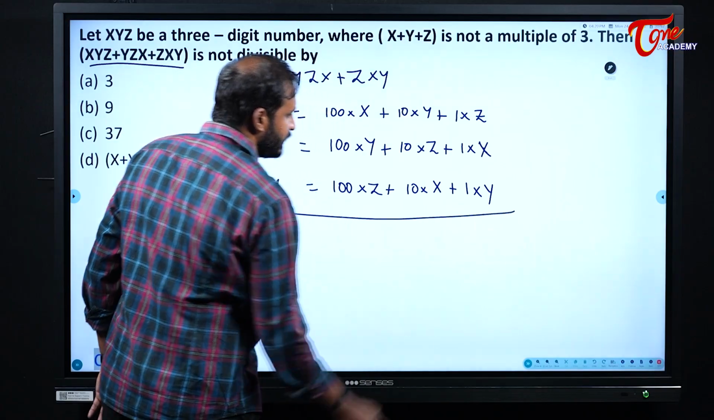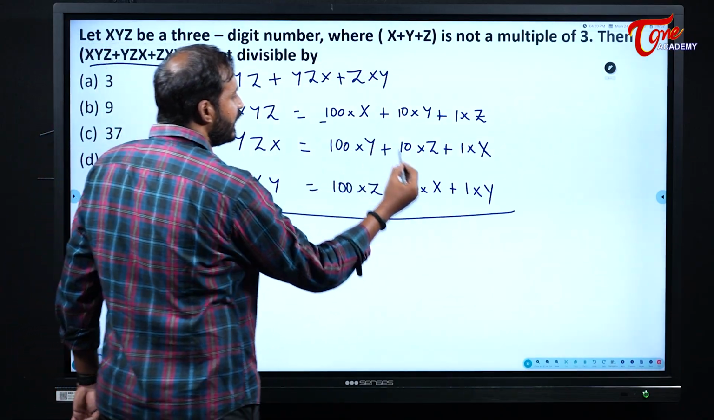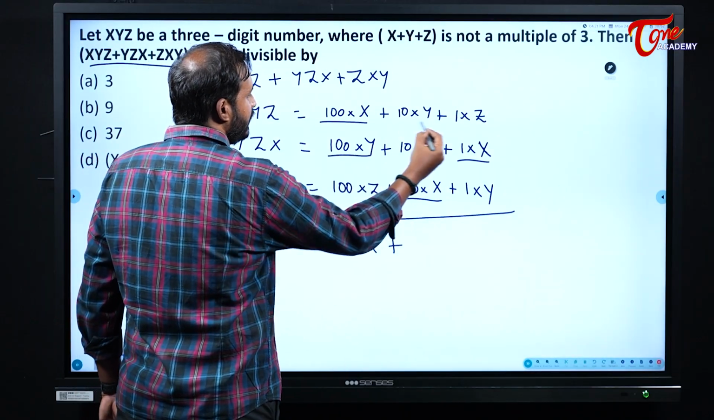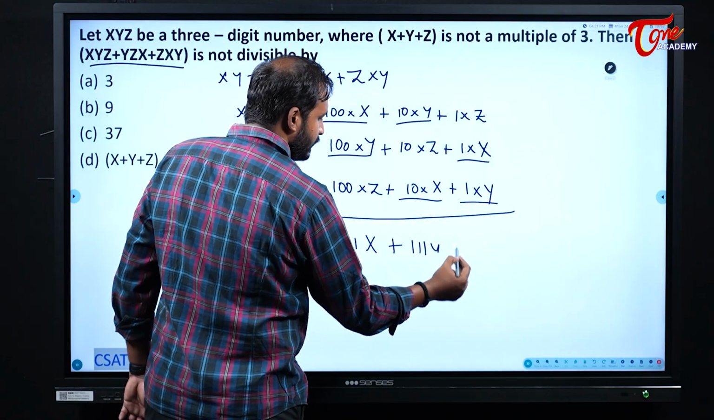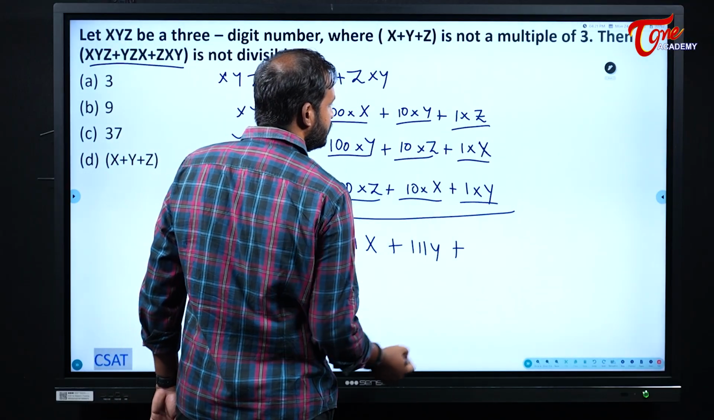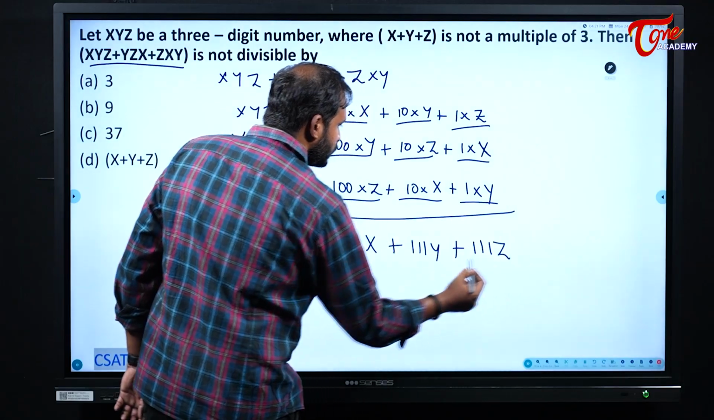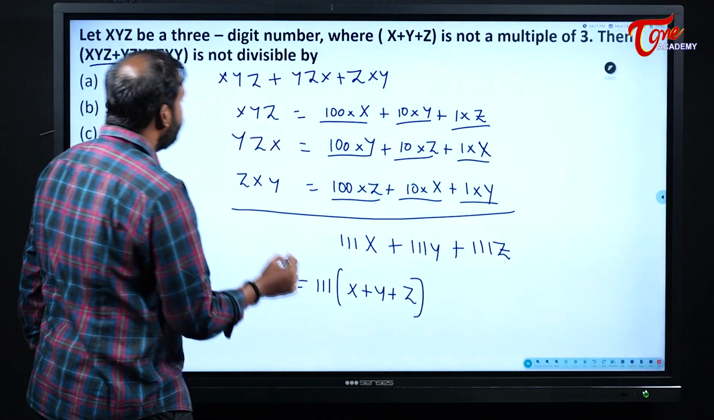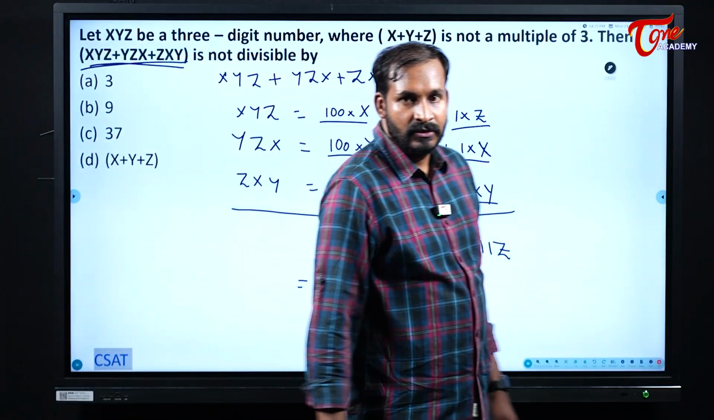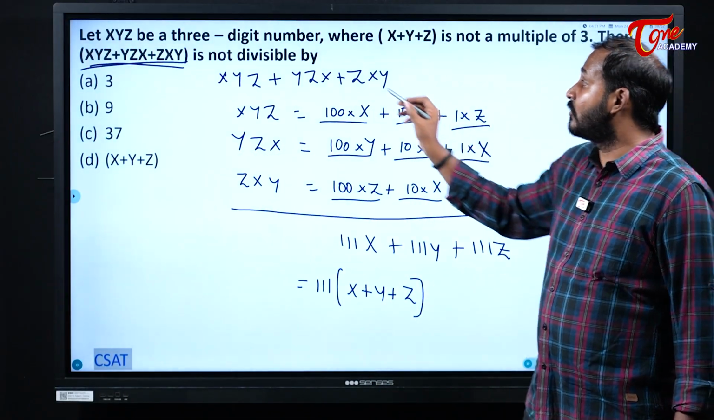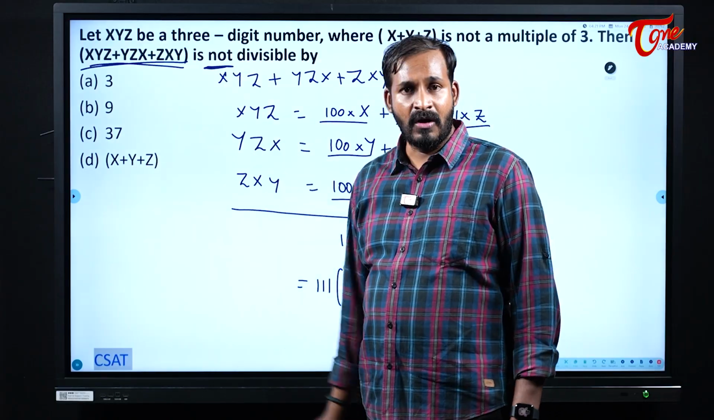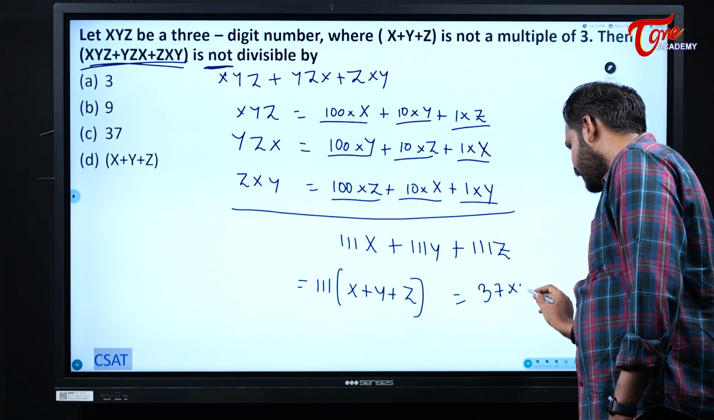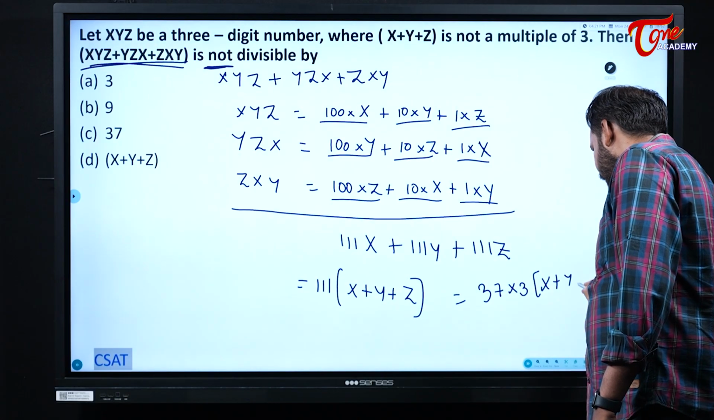Okay, I need to add all these 3. When I add all these 3, what does it become? 100x, 10x and 1x become 111x. Similarly 100y, 10y and 1y become 111y, plus 100z, 10z and 1z become 111z. Taking 111 common, 111 times (x plus y plus z) is the sum of xyz, yzx and zxy. Now 111 I can write as 37 into 3 into (x plus y plus z).